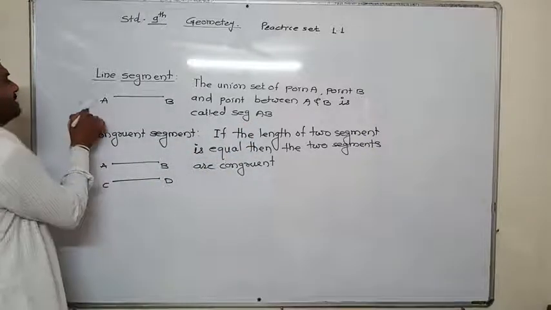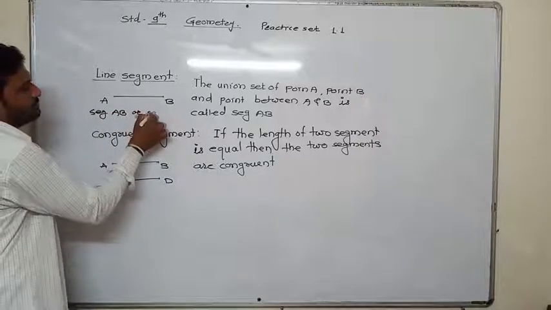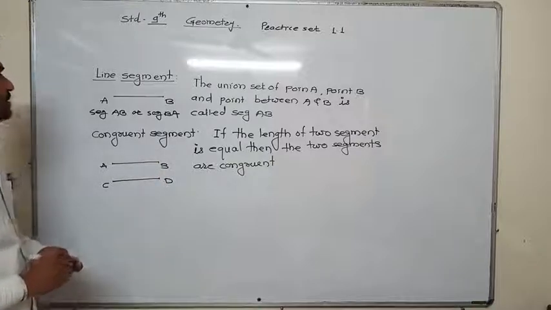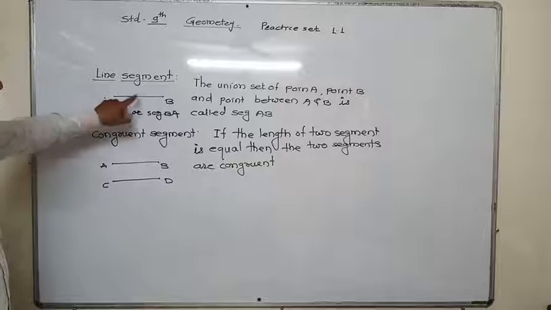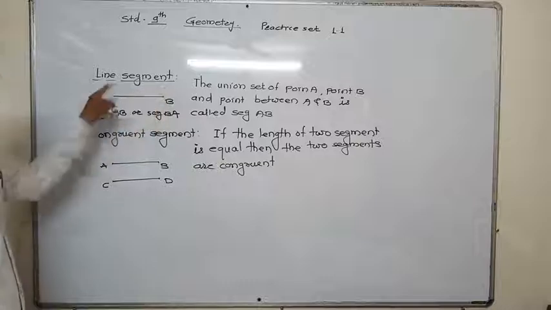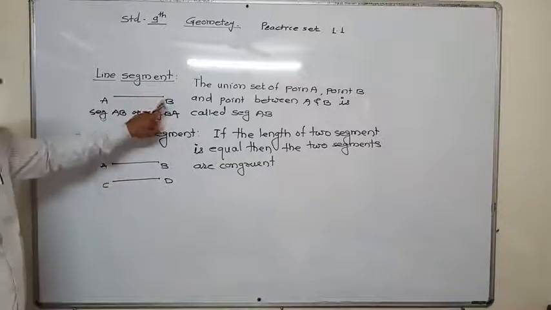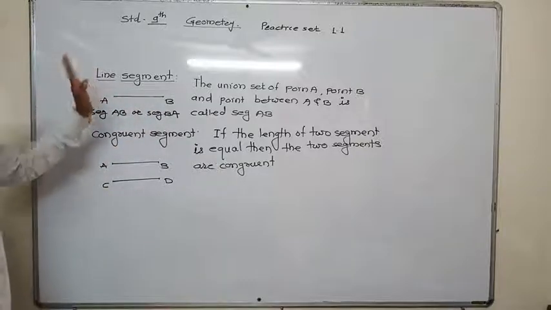We write it as segment AB or segment BA. We read it in this way. I also repeat it: point A, point B and all points between point A and B, all this set of points is called a segment. We read it segment AB or segment BA, or we also call it line segment or segment.